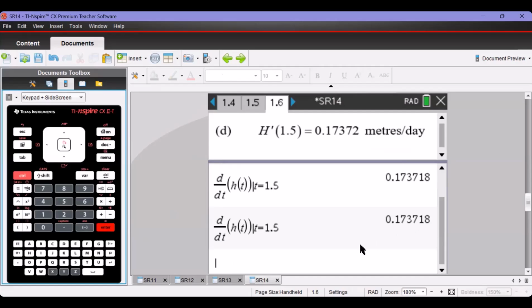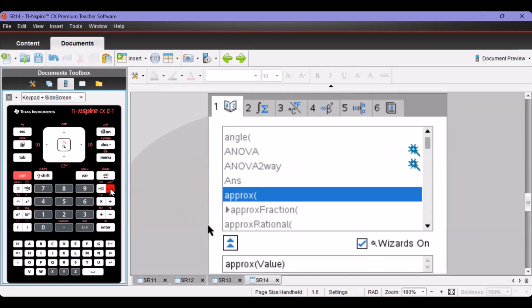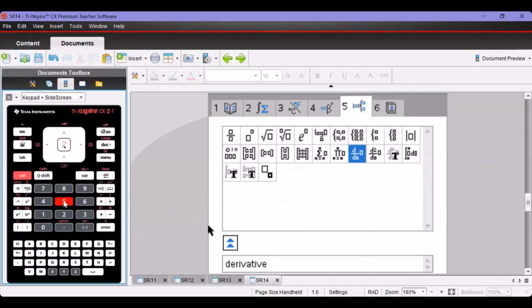Alternatively, if you go to the catalogue, press the catalogue button, press number 5 to go to the symbols template. You can also use the derivative template, which is highlighted there. Press enter.